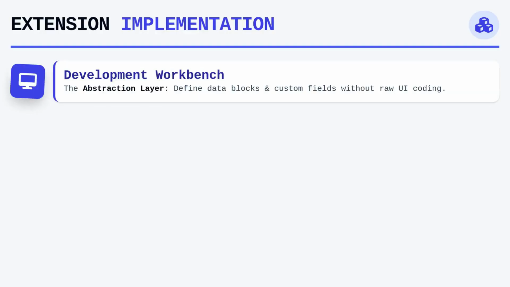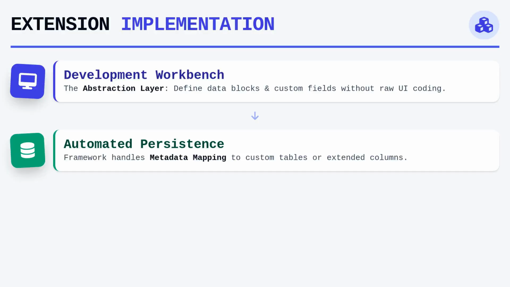To implement an extension, you must interface primarily with the browser-based development workbench, which acts as the abstraction layer for screen generation and data mapping. This workbench allows developers to define new data blocks, capture custom business fields, and perform validation logic without writing raw code for every single UI element. Once a field is added to the metadata, the framework handles the persistence of that data into custom tables or extended columns behind the scenes.